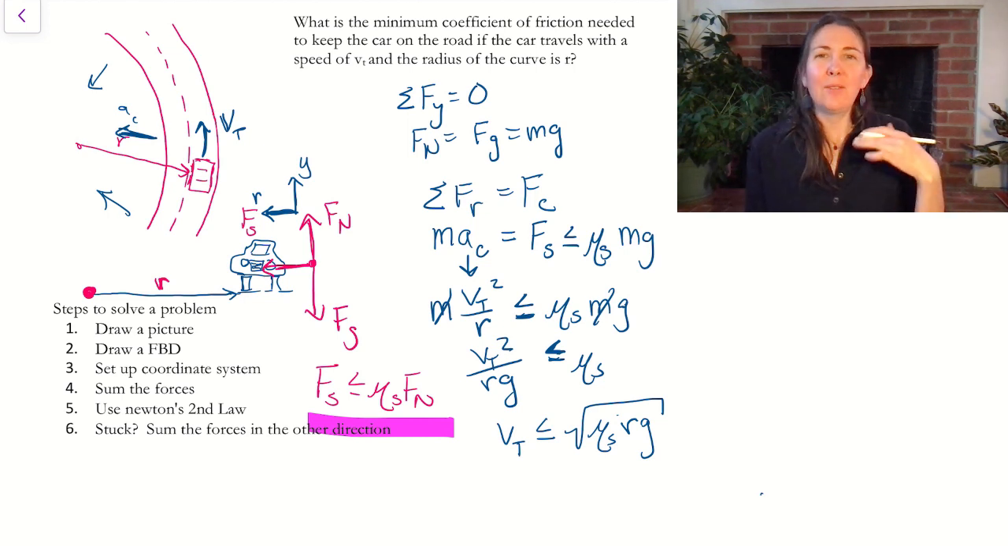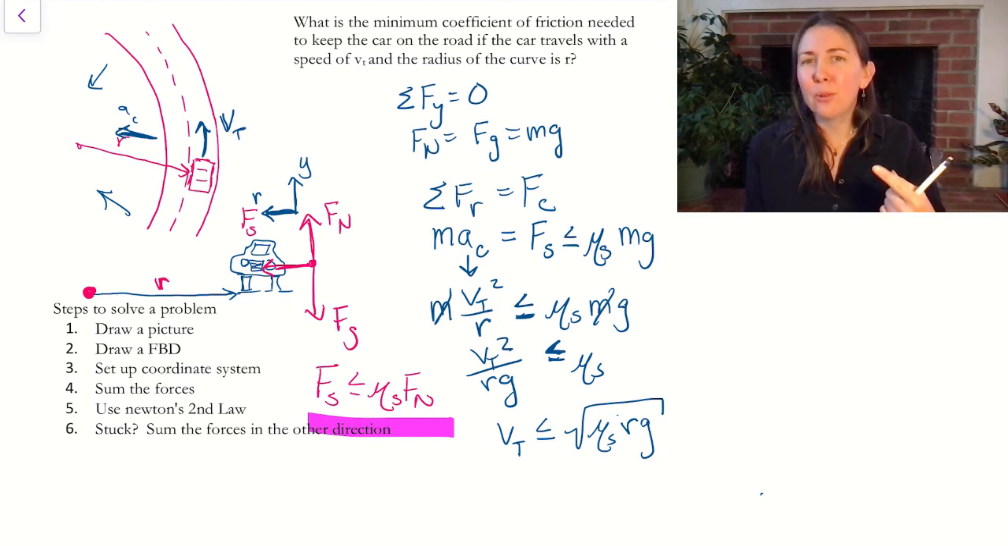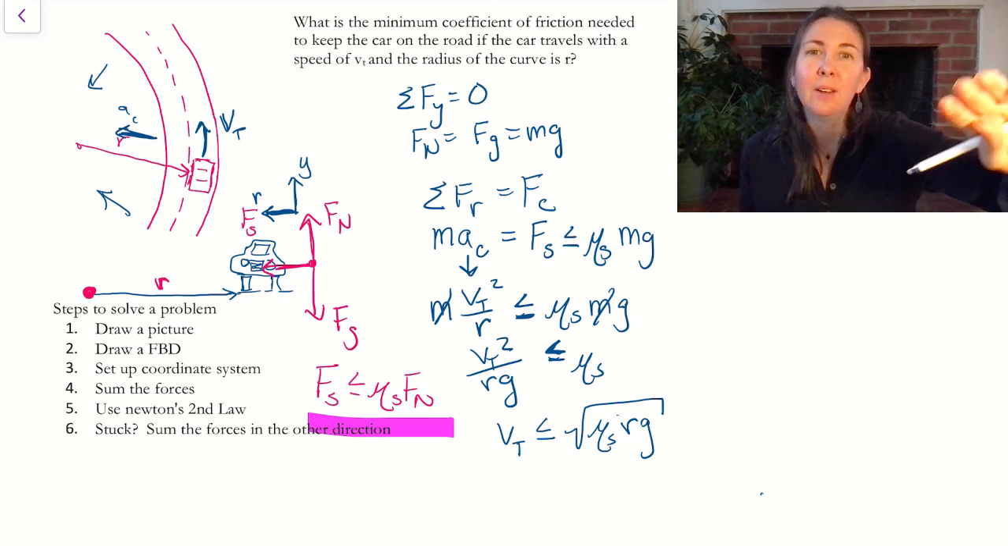This means if I have some large coefficient of friction, of course I can go slow around that corner. But given the coefficient of friction and given the radius of the corner, that tells me how fast I can go before I fly off.